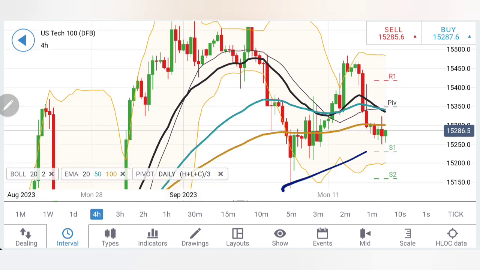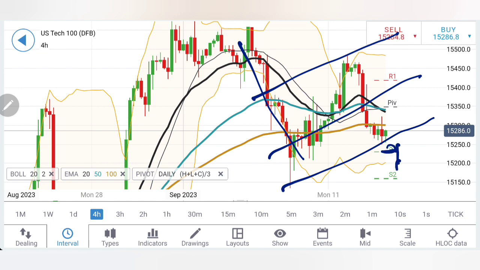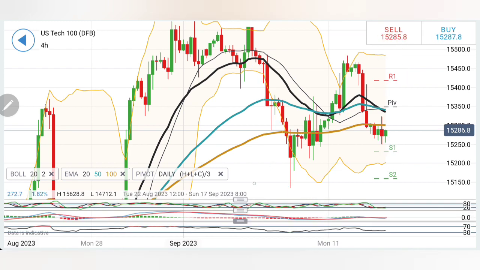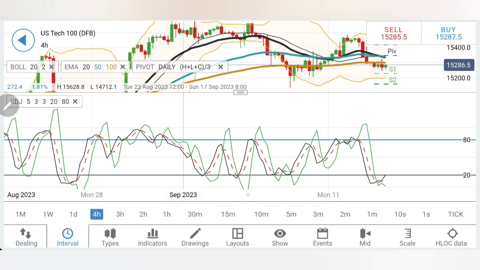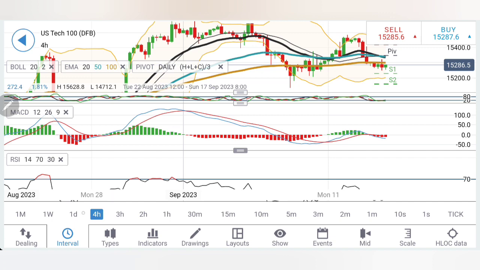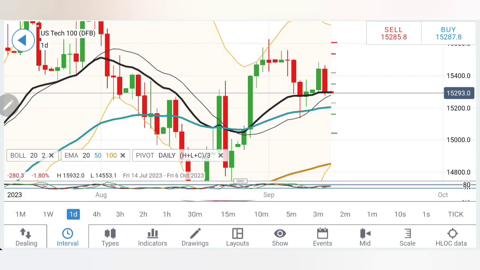Also remember, higher lows, higher highs, so it is still in the retracement channel. Any break on the downside below 15,200, 150 levels is where the bears will take over. And yes, on the upside here, if it shows higher highs, 15,500 is the next target. Stochastic is oversold, trying to recover here. MACD is bearish, trying to converge. RSI is almost flat.